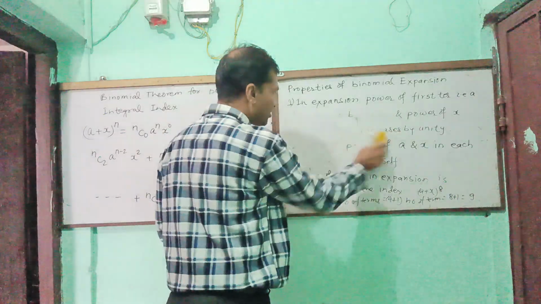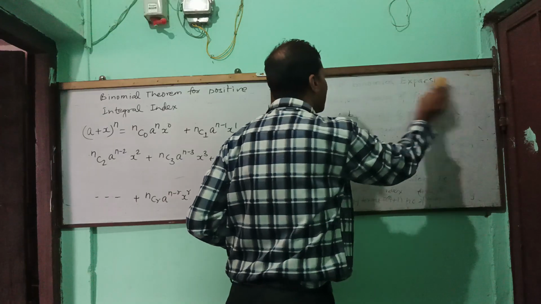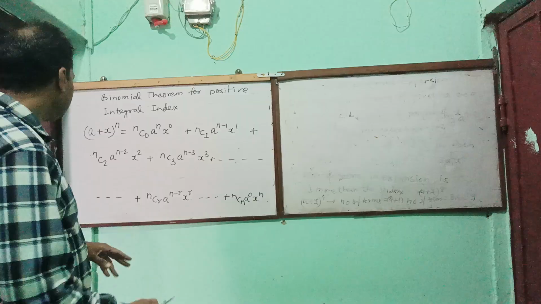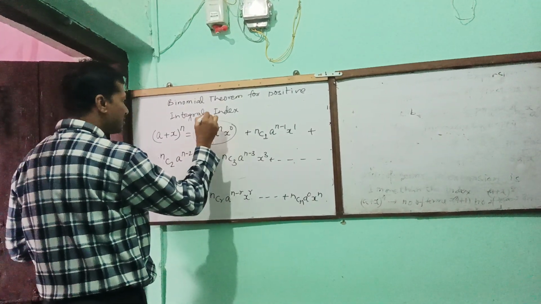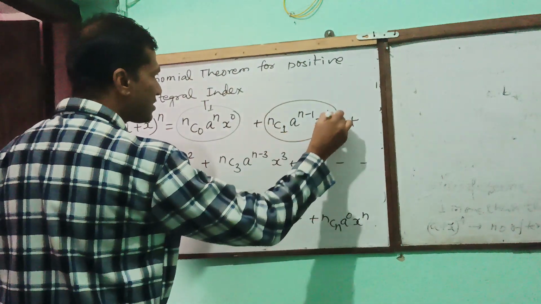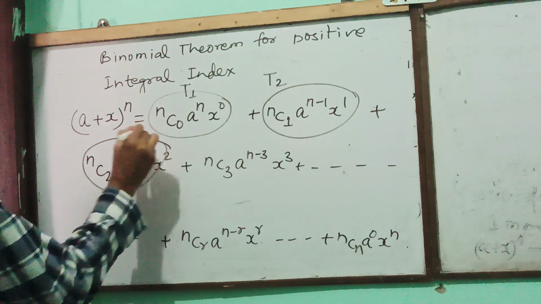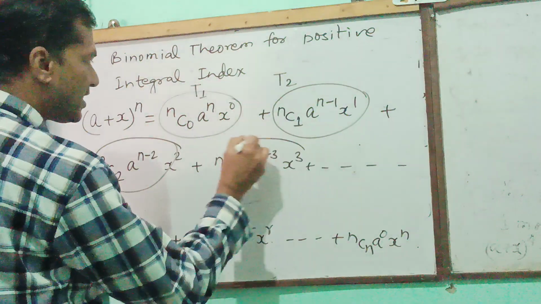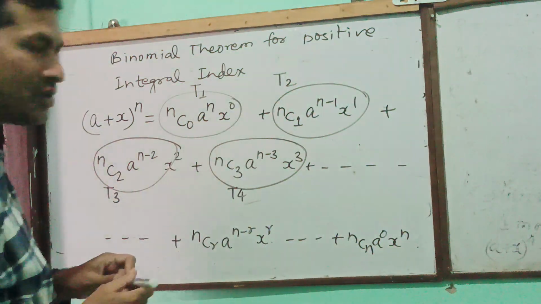Now let's look at the next property. Just look over here. This one is term 1 or T1. This is T2. Just observe this one. This over here is T3. This over here is T4. Okay.